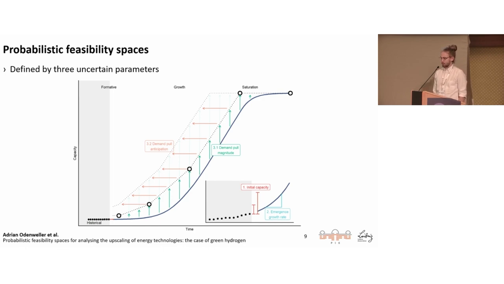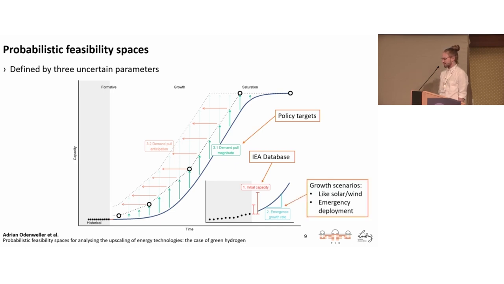And now, how do we get numbers for this? How do we parameterize this? The first one, we parameterize by policy targets. So basically, in Jessica's lingo, that would be our target case. For the initial capacity, that's what I just showed to you. That's the IEA database, the Green Hydrogen Projects database.